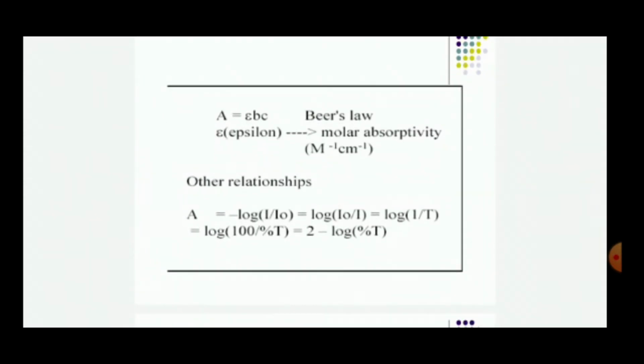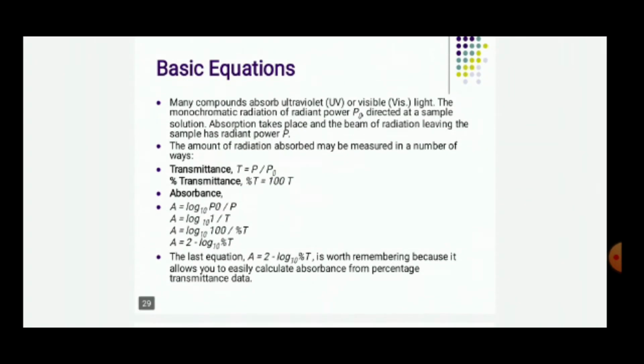The principle of UV visible spectrophotometer is based on Beer and Lambert's law, which says that absorbance is directly proportional to the absorptivity of the analyte, the path length and the concentration. Since path length is going to remain constant because we are going to use the same cuvette for all the samples, absorbance becomes directly proportional to the concentration. These are the basic equations which are utilized to calculate the concentration using a UV visible spectrophotometer.